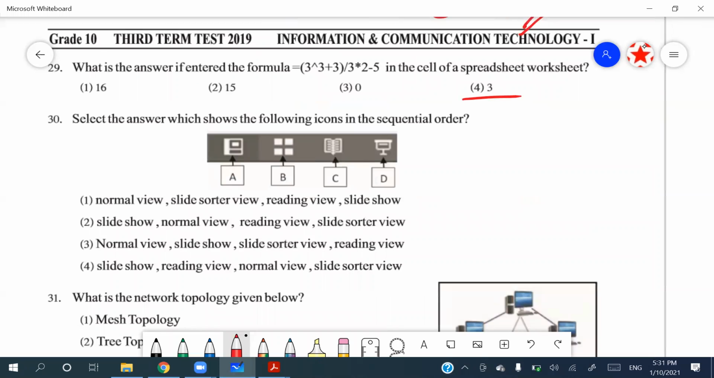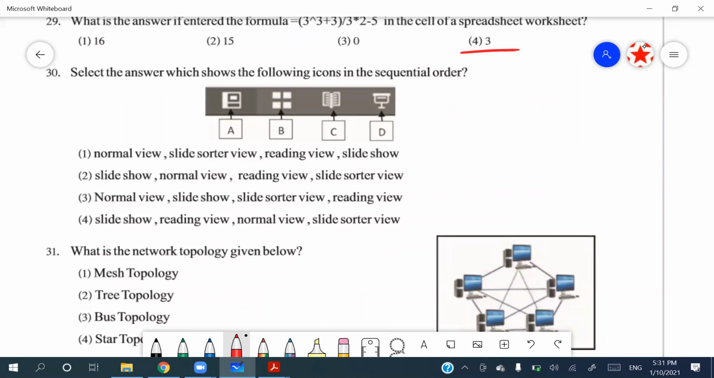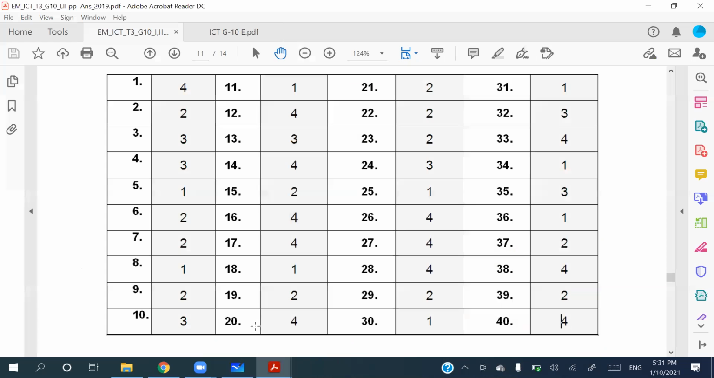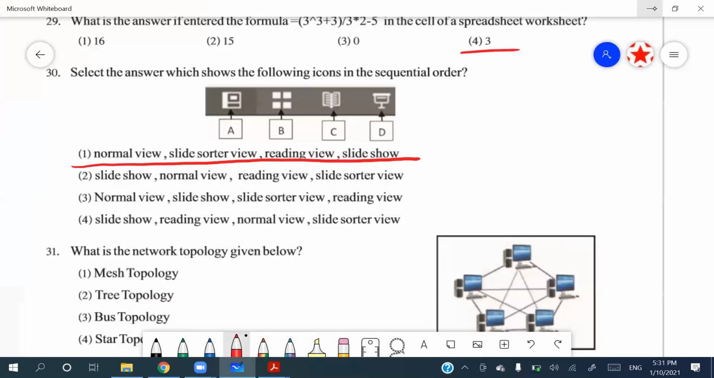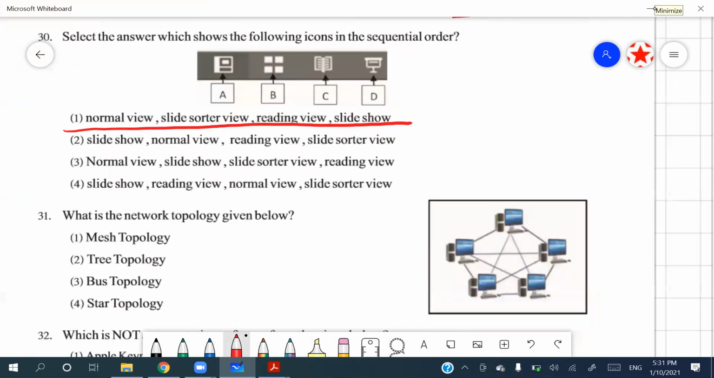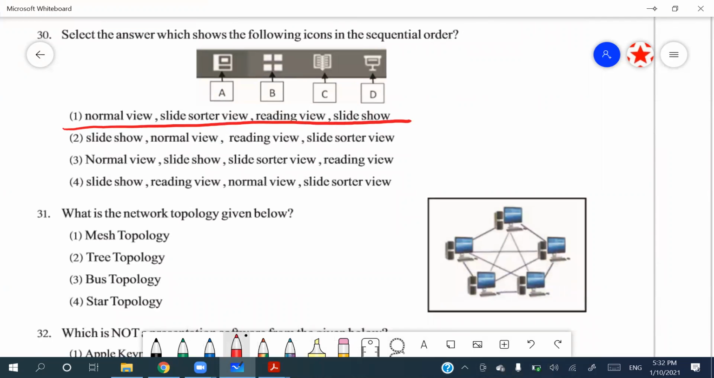30th. So people, let's go through the other questions as well. Select the answer which shows the following icons in the sequential order. Yes. So yeah, they're asking what is the way of presenting. So the normal view, slide sorter view, reading view, slideshow. Yes, I think it's the first one is the answer. Right? So for the 30th, yeah, it's the first answer. First one is the answer. So that, of course, you have to remember from the icons, right?